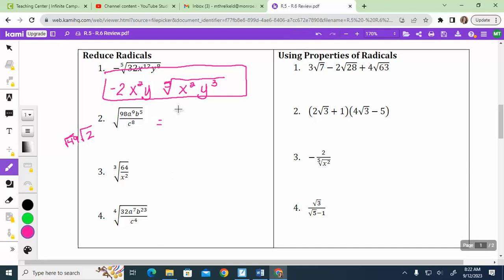So the square root of 49 is 7, so a 7 comes out, 2 stays underneath. If you have 9 A's, how many groups of 2 can we form? 4, with 1 left over. If you have 5 B's, how many groups of 2? 2, with 1 left over. Right, on the bottom we have 8 C's, so how many groups of 2? 4. Right, you guys try the next couple of those.